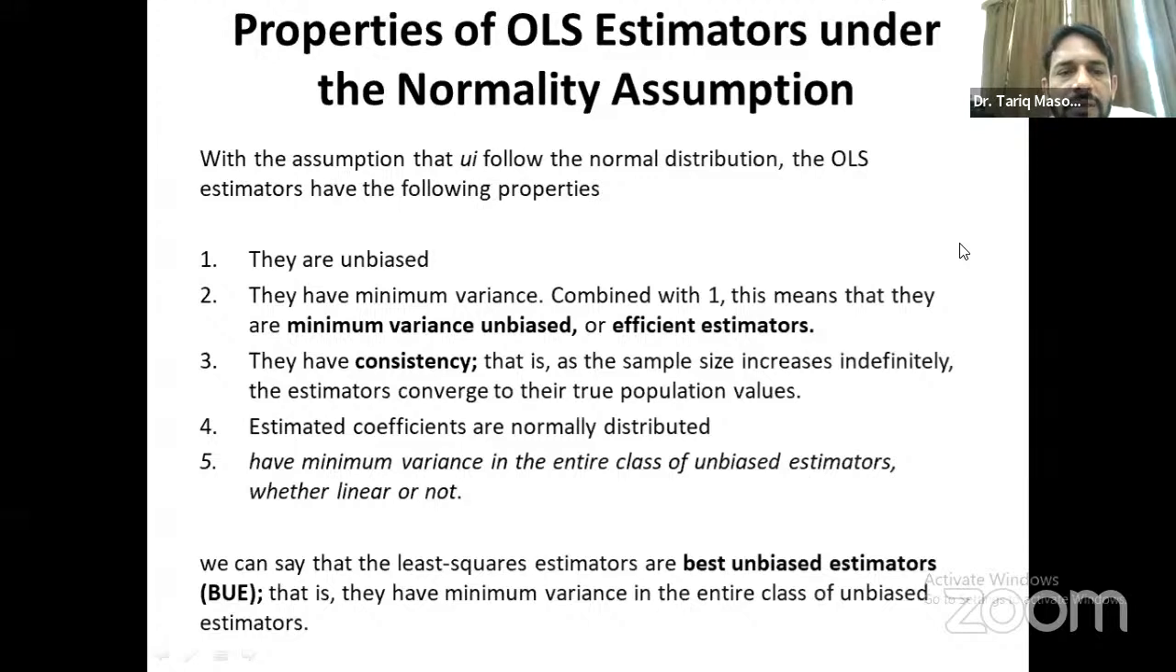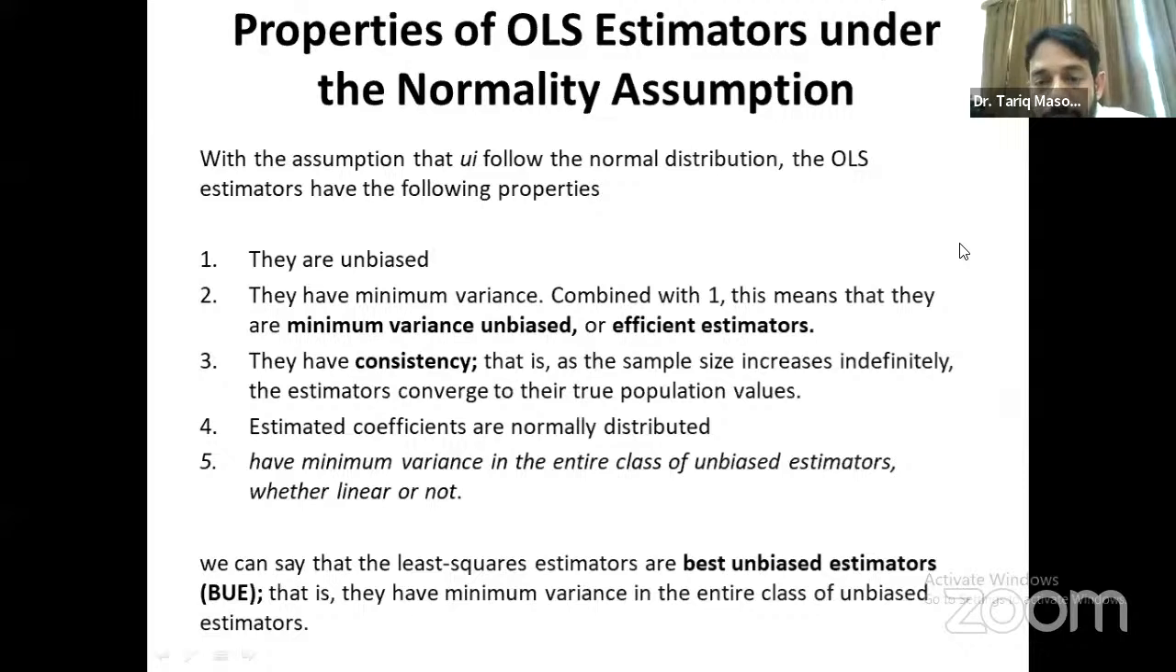OLS estimates are also consistent. Consistency means that as the sample size increases indefinitely, as we move towards the population, the value of the estimator beta 2 cap converges toward the true population value. So as we increase the sample, the value of the estimator converges toward the true population parameter. This is the property of consistency, and OLS satisfies that property also.